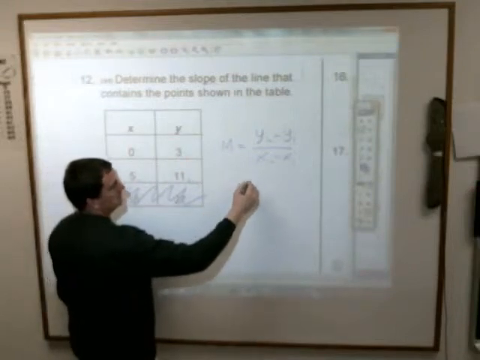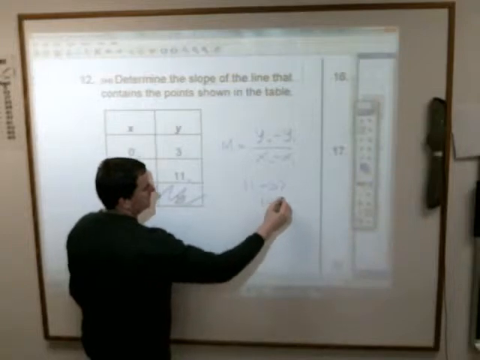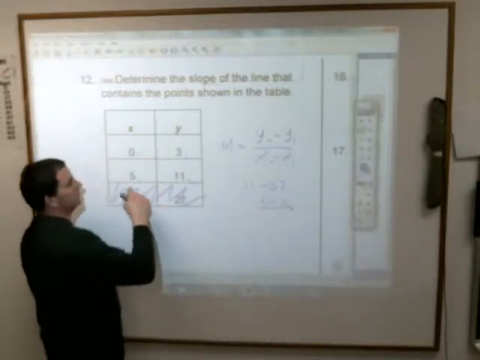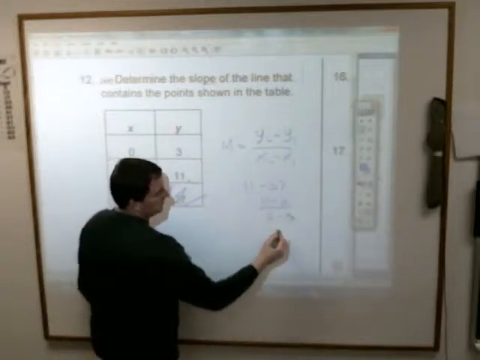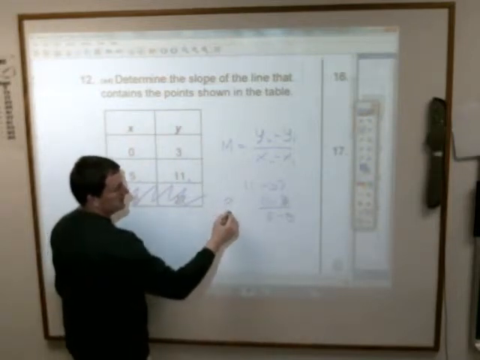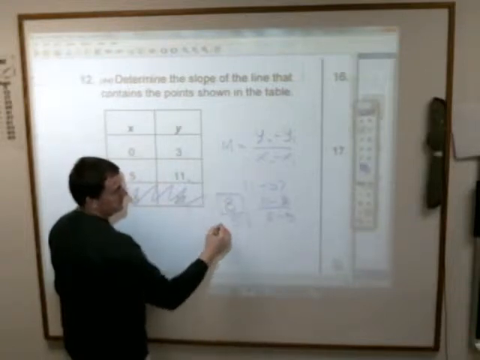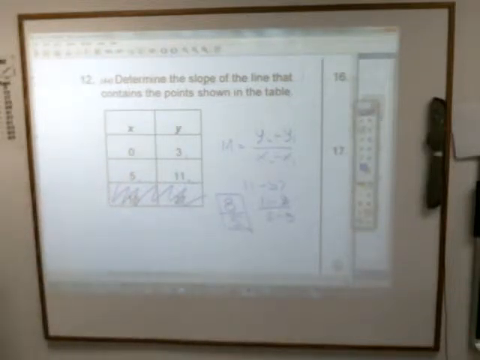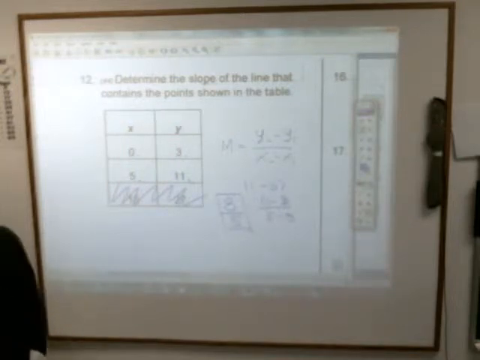11 minus 3. 11 minus 3 over 5 minus 0. He doesn't like round things, that's the deal. So you end up 11 minus 3 is 8, and 5 minus 0 is 5. There's your slope. But again, I jot that slope formula down because you could, by the way, graph it and count the squares if you like. There's always a hard way to do something.